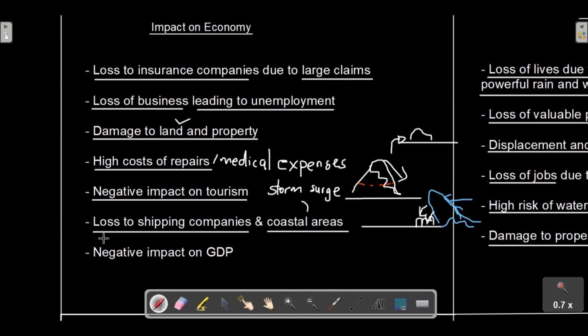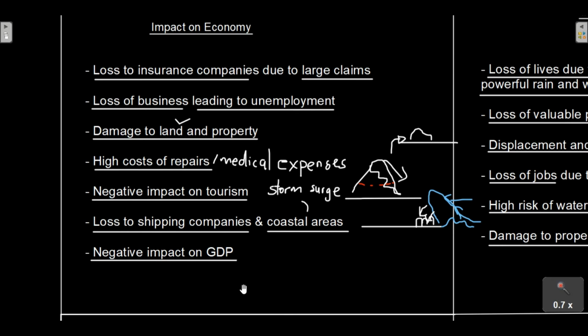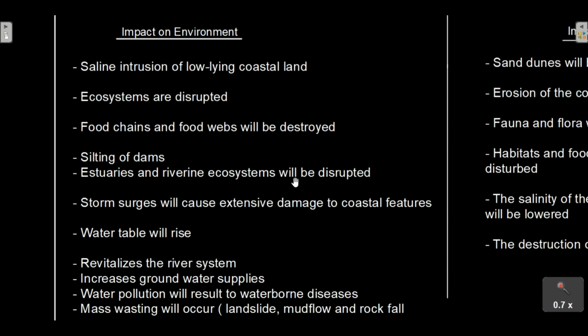Okay, there's loss to shipping companies because a lot of ships get damaged. A lot of ships lose a lot of containers which contain valuable products that they were planning to sell. Okay, so there's a huge loss to shipping companies which transport goods all over the world. There's a negative impact on GDP. Okay, now because you have lost a lot of businesses, a lot of businesses do not pay tax. You no longer receive that tax because a lot of businesses are no longer in operation, because they have closed. Okay, now let's look at the impact on the environment.